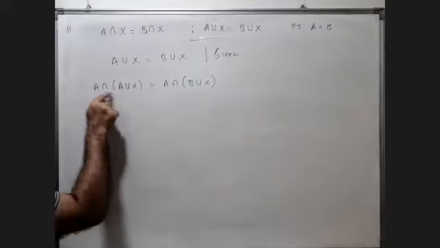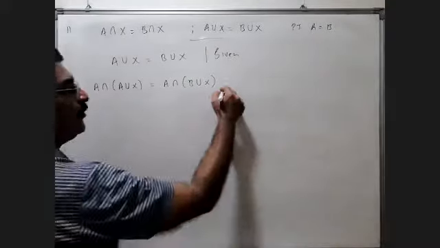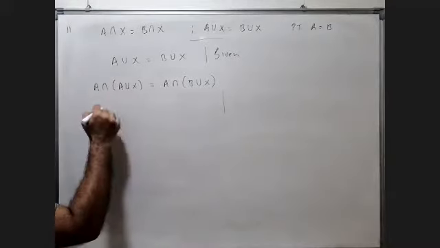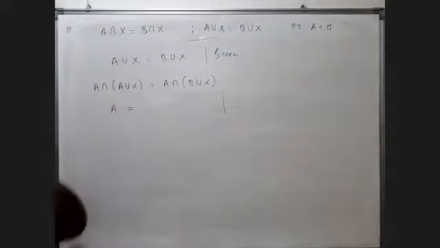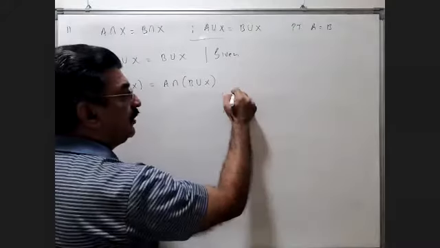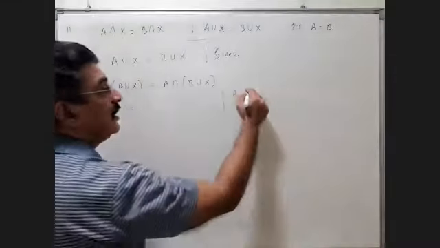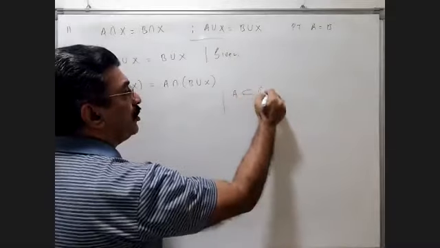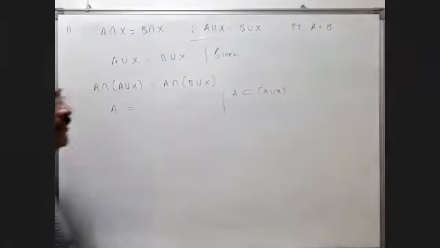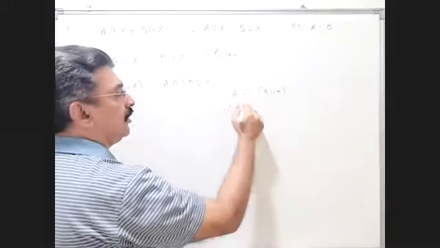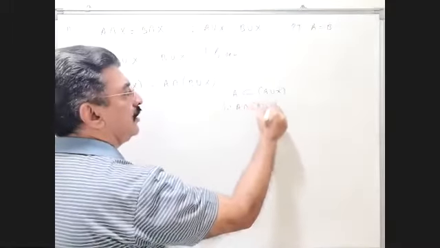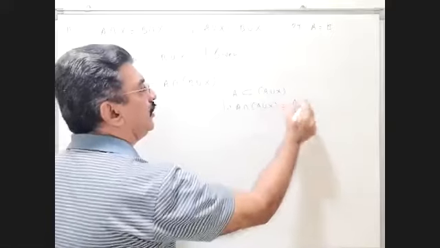Now, A intersection A union X. A intersection A union X is A only. Why is A intersection A union X equal to A? The reason is very clear. A is a subset of A union X. A is a subset of A union X. Therefore, A intersection A union X will be A.